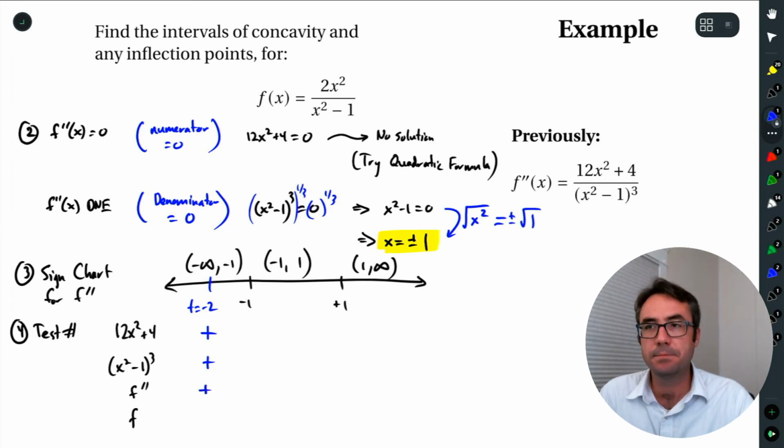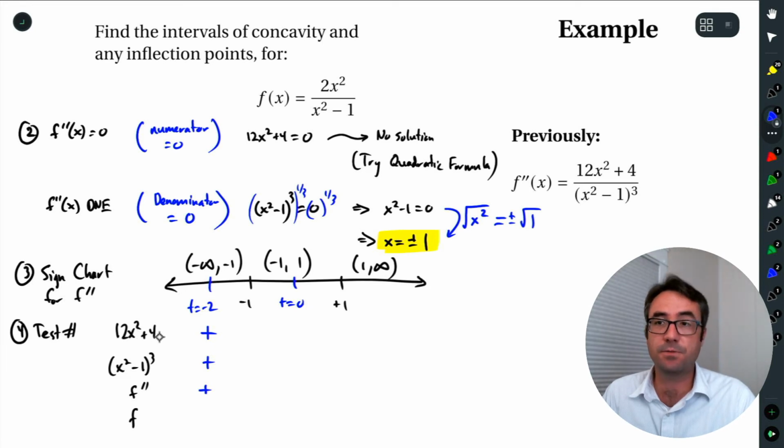We have a positive number divided by a positive number, so the result is positive. Okay. So we just repeat this then for the other intervals. So let's do a test number here for this interval from -1 to +1. 0 is always a good one to do. So 0 is inside there. Plug 0 into this first piece. We get 12 times 0, so 0 plus 4, +4. Take 0, plug it into this other piece, see what we get. We get 0 minus 1, so negative 1.